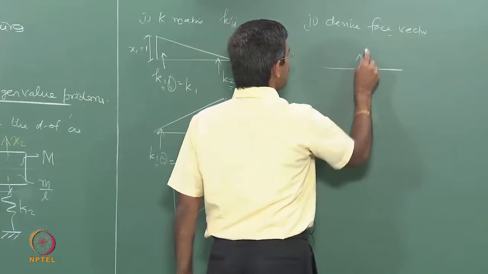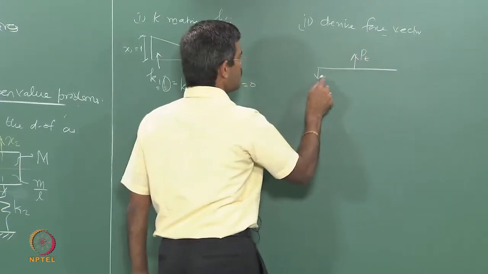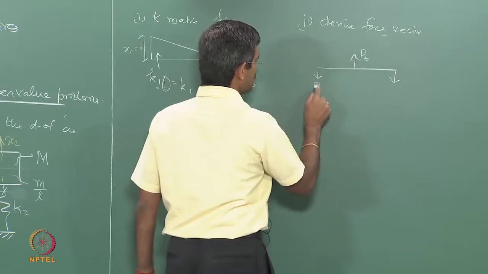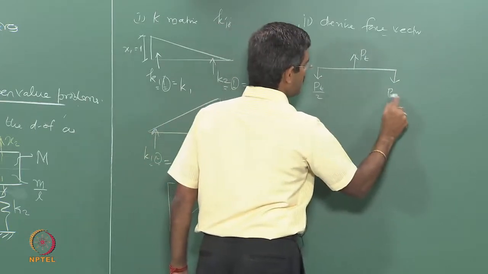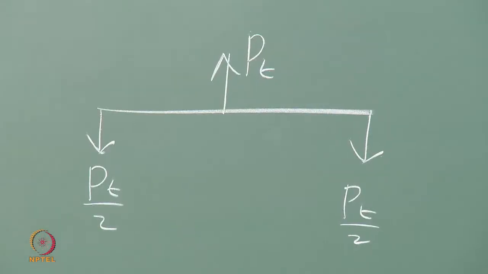I apply Pt here. So, obviously by symmetry we know this is Pt by 2 and this is Pt by 2. I have taken a very simple example for you to understand. Okay.